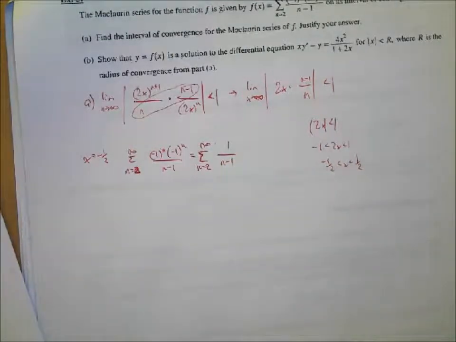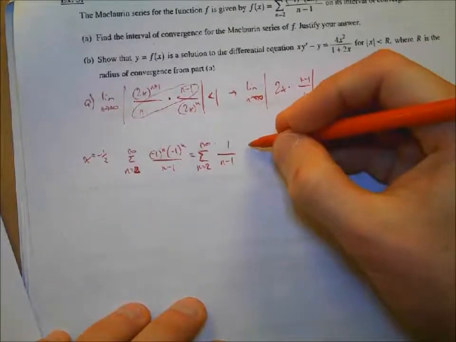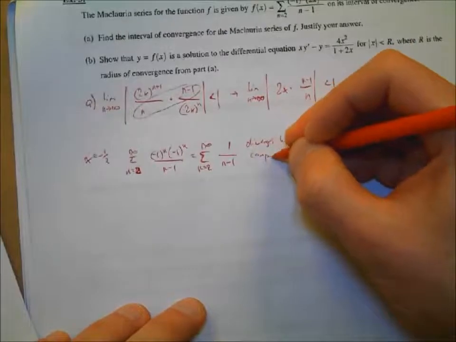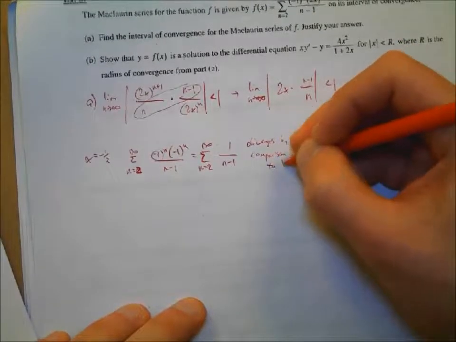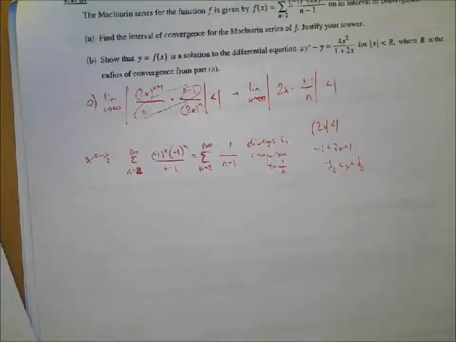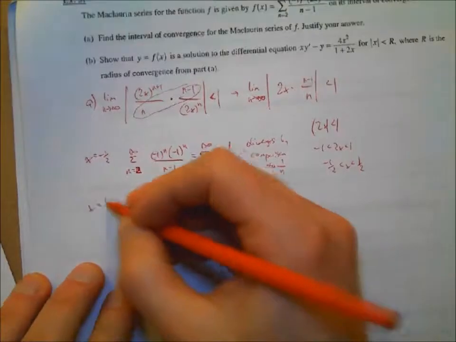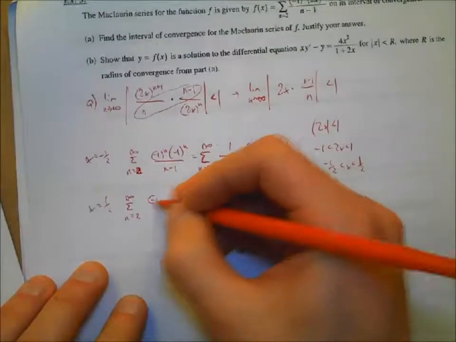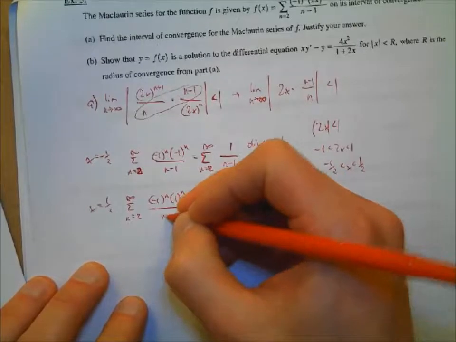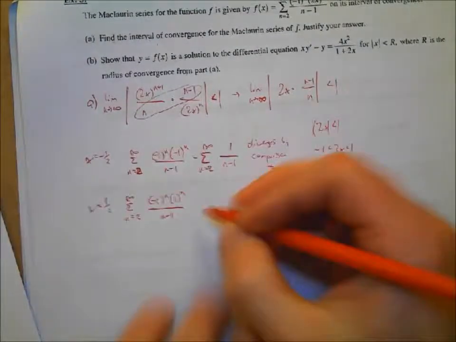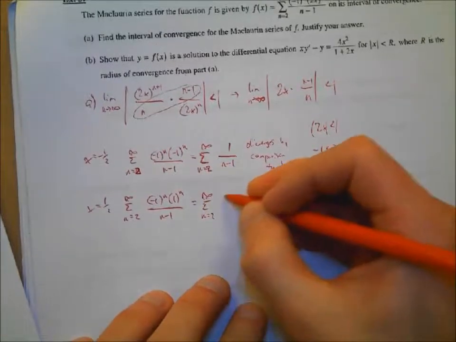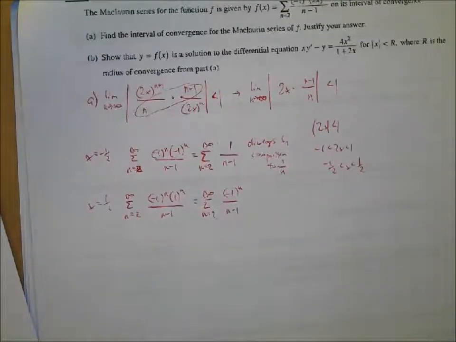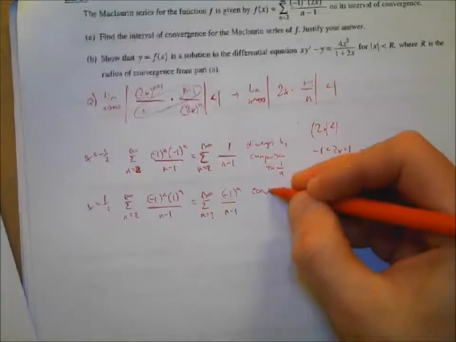Well, what do you know about 1 over n minus 1? It will diverge, okay? Because if you compare it to 1 over n, right? By comparison to 1 over n, okay? So diverge. So we're not going to include x equals negative 1/2. Let's try positive 1/2 here. Okay, that's going to be negative 1 to the n times 1 to the n over n minus 1. Okay, or in other words, just negative 1 to the n over n minus 1. So this series is what? It's converging by what test? Yeah, it converges by alternating series test.